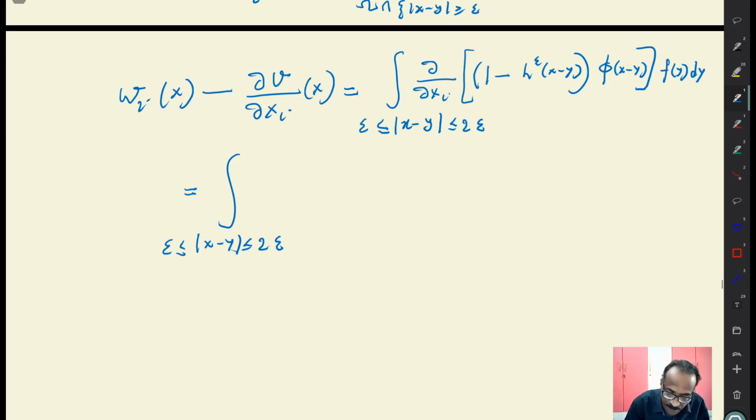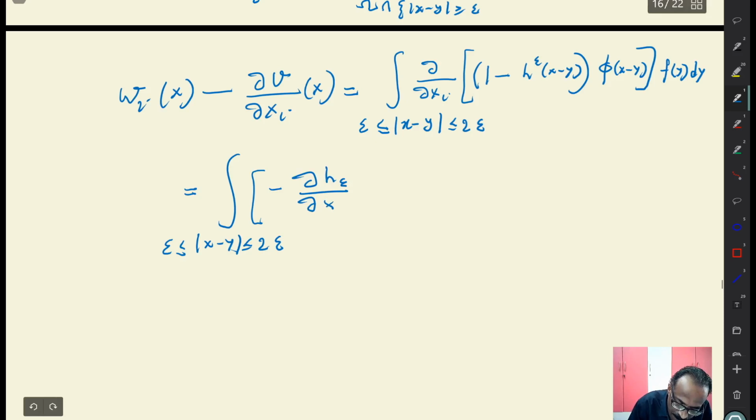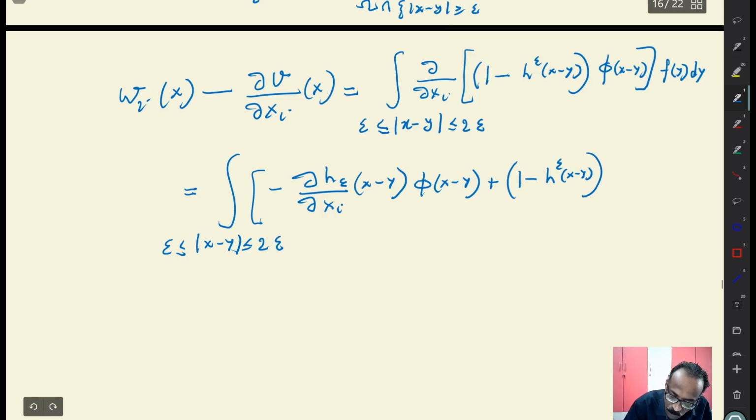Now look at here. So I integrate here. If I differentiate this one, you will have minus d h epsilon by d xi at x minus y into phi of x minus y. And then you will have 1 minus h epsilon of x minus y into d phi by d xi. There is no singularity. Okay. This is equal to your f of y.